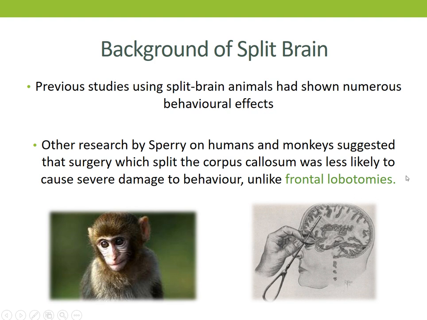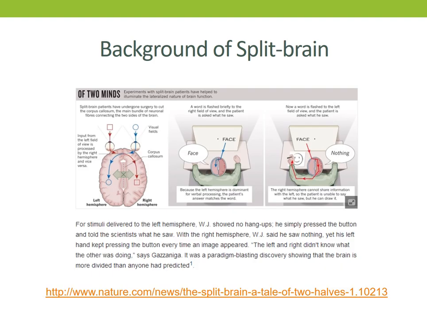And so researchers suggest that things like corpus callosum surgeries are much less harmful, less likely to cause these behavioural deficits than something like that. Okay. So we're going to look at Sperry's study and what they did now. Okay, so there's a little diagram which just generally shows what happened. So they're presenting information to one hemisphere or the other of somebody with a split brain. So they've had their corpus callosum cut. Okay.